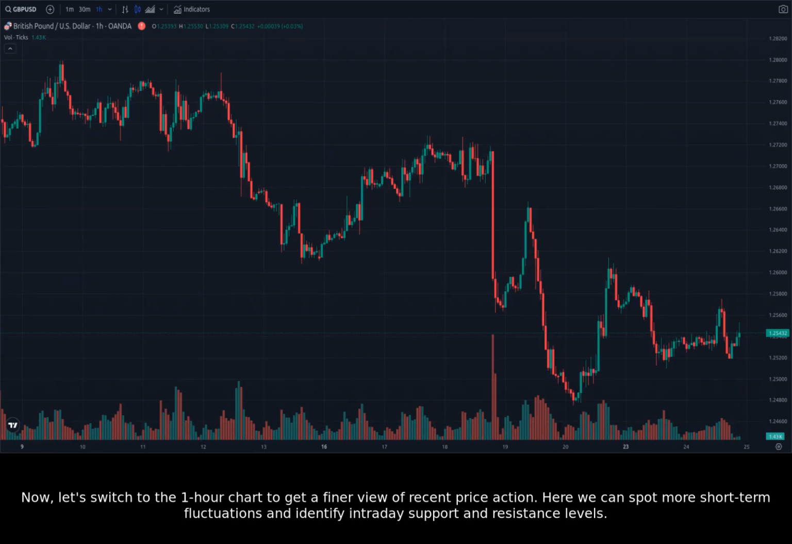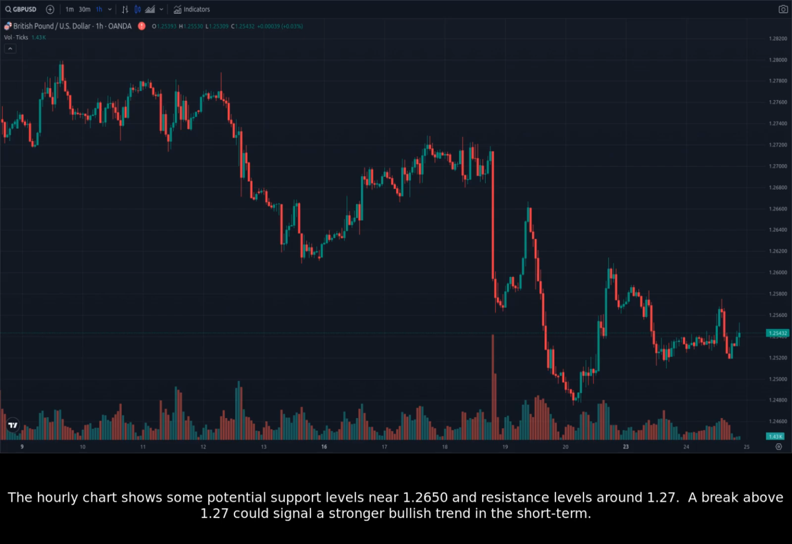Now, let's switch to the 1-hour chart to get a finer view of recent price action. Here we can spot more short-term fluctuations and identify intraday support and resistance levels. The hourly chart shows some potential support levels near 1.2650 and resistance levels around 1.27. A break above 1.27 could signal a stronger bullish trend in the short term.